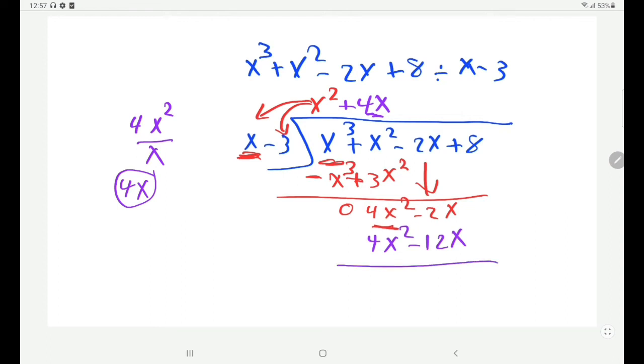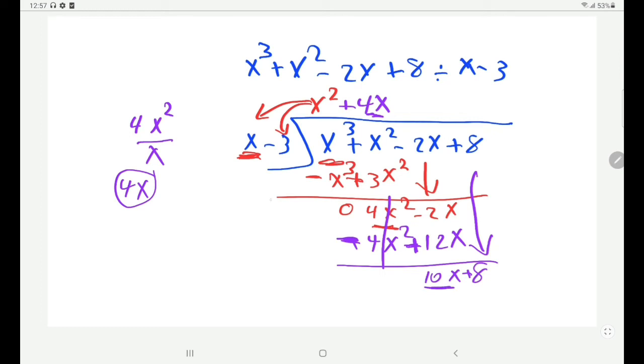Then you subtract. So we said we're going to have to change the sign. So this is positive becomes negative, and this is negative becomes positive. Then delete the first one because it's 0. Negative 2x plus 12x is 10x. Then you drop the last term, which is 8.